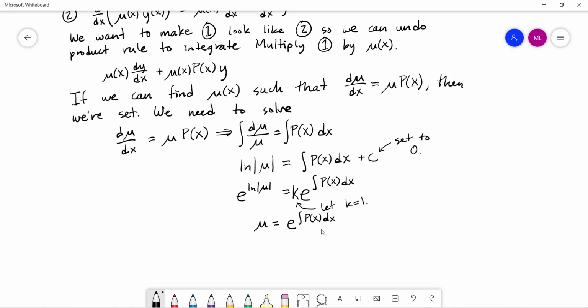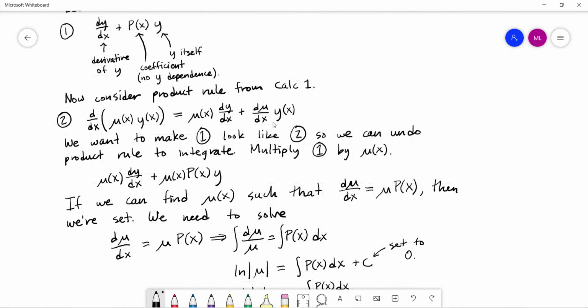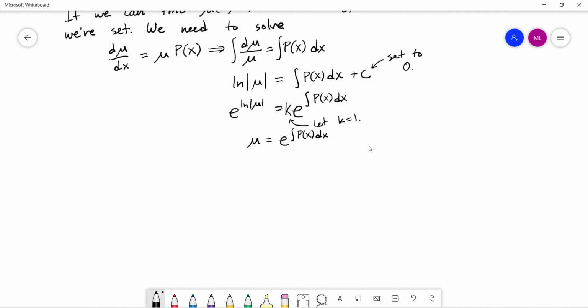If I take the derivative of this mu with respect to x, I'll get back mu times the original p of x that we were looking for. And if these two things are equivalent, then that means that this coefficient here matches this coefficient here, and that means that basically we can easily integrate this whole mess to make it look like this. We can undo the derivative by integrating and reversing the product rule. So that is our goal. We found the appropriate mu. This mu, this function that we just found, is called our integrating factor.